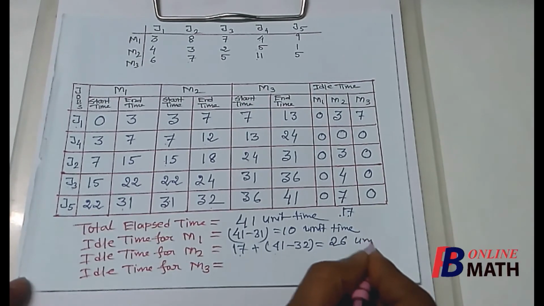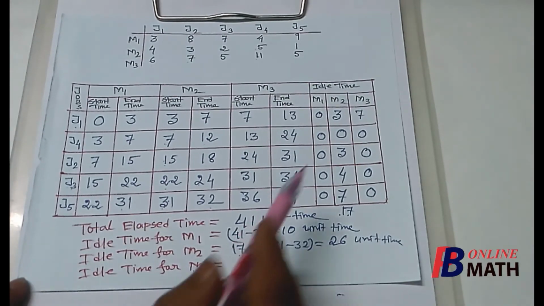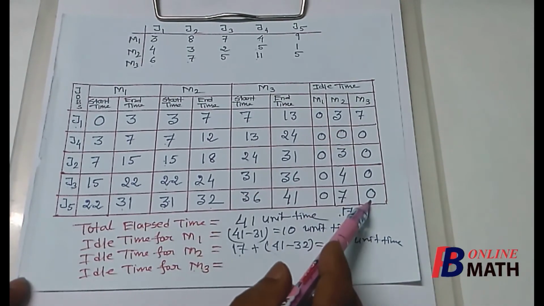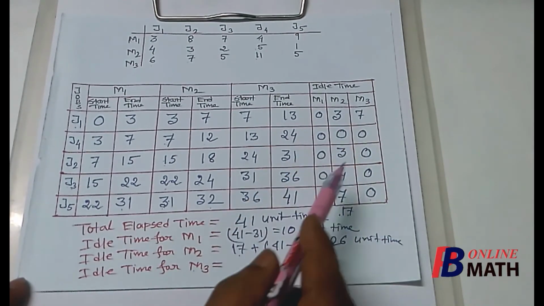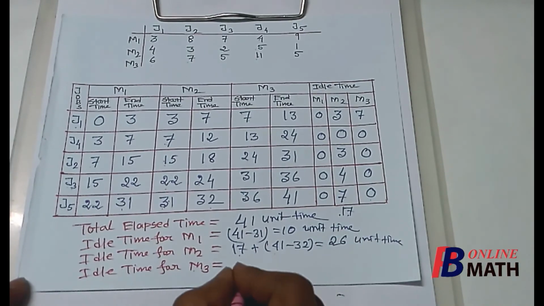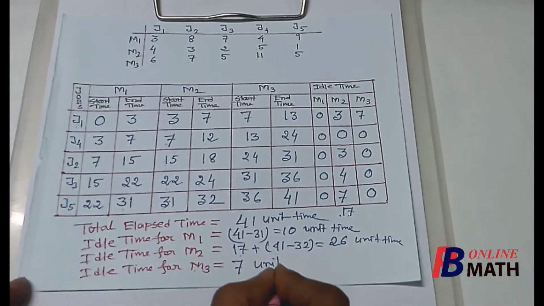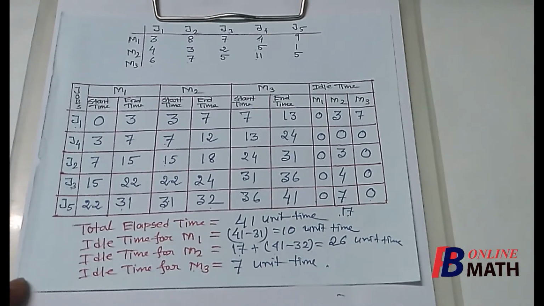26 units of time. Now finally for the machine M3, here we find that the machine M3 remains idle for a total of 7 units of time, because initially it remains idle for 7 units of time, but throughout the process it does not remain idle. So the total idle time for the machine M3 is 7 units of time. So that completes the solution.